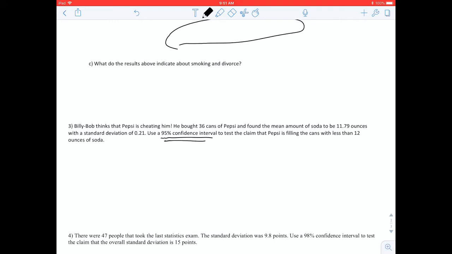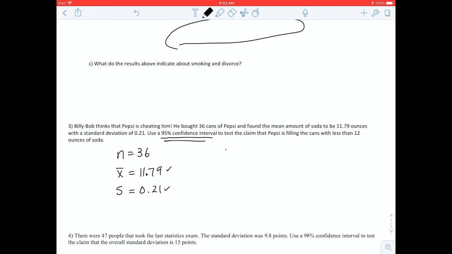So this one is also saying use a confidence interval, but this is about the mean. So we have n equals 36, the average 11.79, and the standard deviation 0.21. So the soda on the outside of the can says 12 ounces. 11.79 is a little bit less than that. But is this enough to prove in general that it's going to be less than 12? Because there is some variation from can to can.